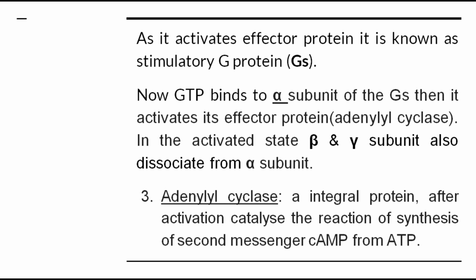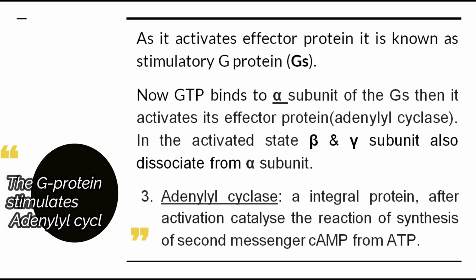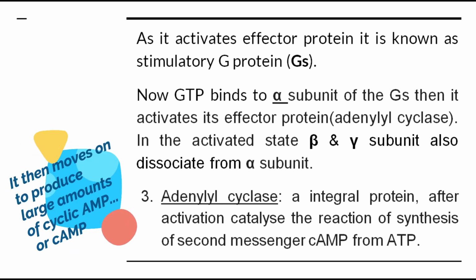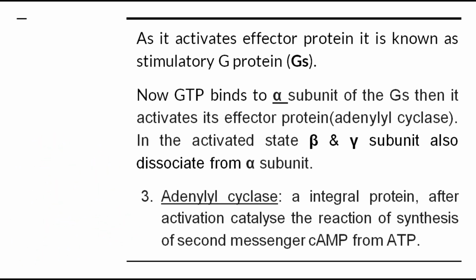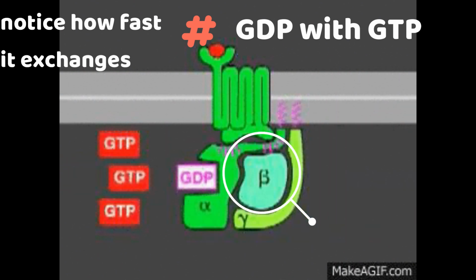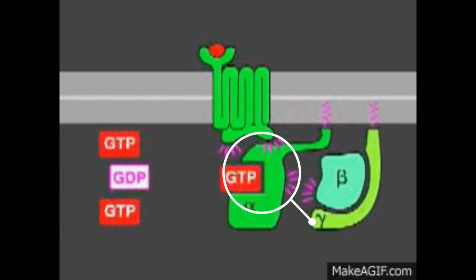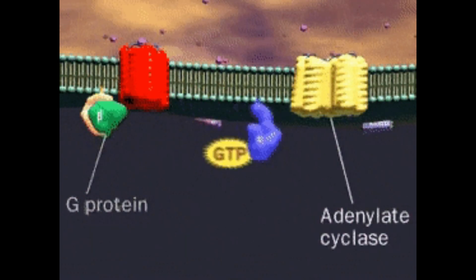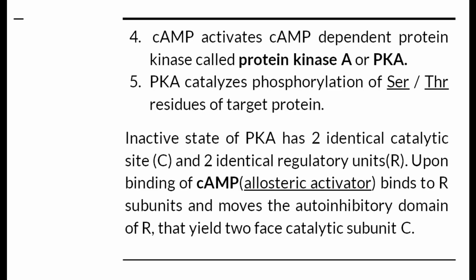Now, the adenylyl cyclase, an integral protein, after activation catalyzes the synthesis of the second messenger cAMP from ATP. Now, the alpha subunit is bound to the GDP in the absence of a clear signal, but the G protein is inactive at that time. The cAMP activates cAMP-dependent protein kinase, called protein kinase A, or in short, PKA.